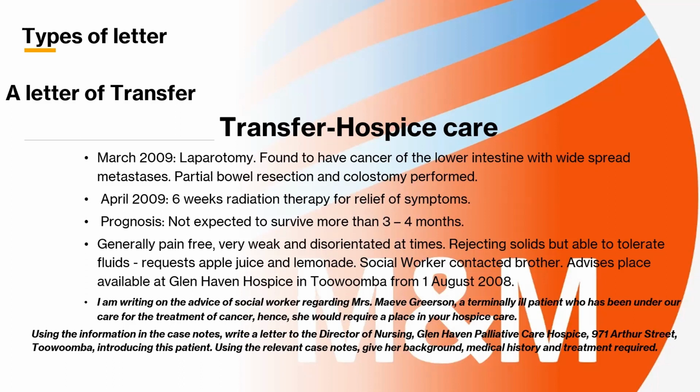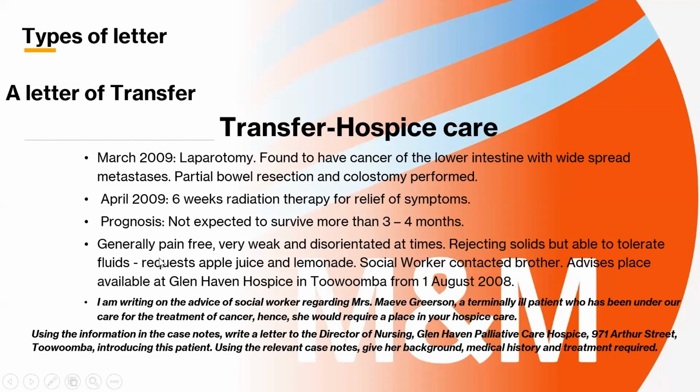At the time when we are referring or transferring this patient, the patient was quite weak, disoriented, however, pain-free. He is not tolerating solid food. He's just able to take liquids. And he requested, or she requested, whatever the patient's gender will be, to have apple juice or lemonade. The social worker basically advised the patient's family that she should be shifted to the hospice care.